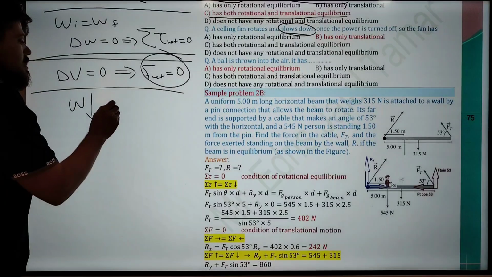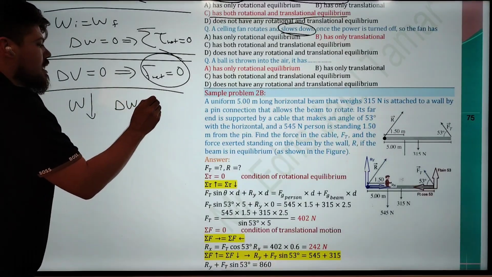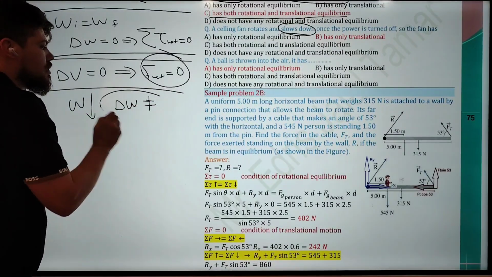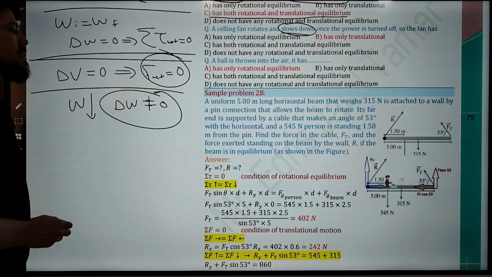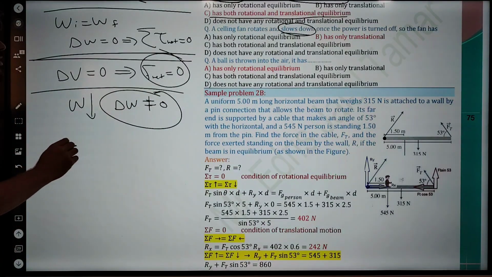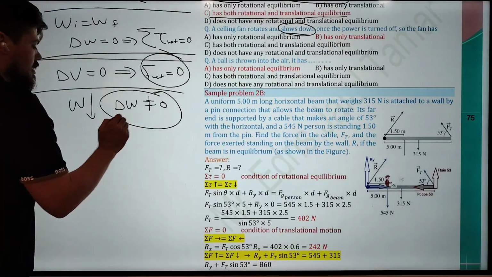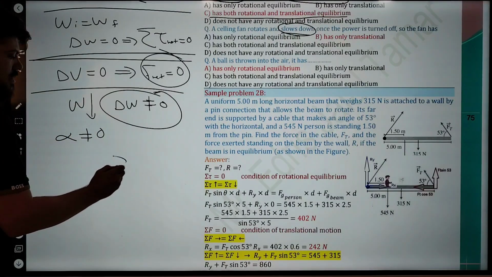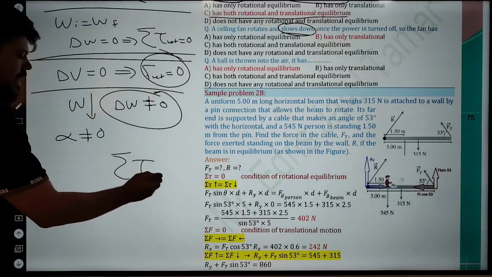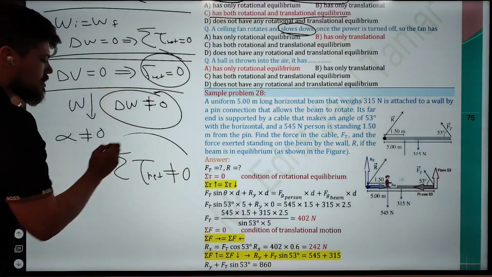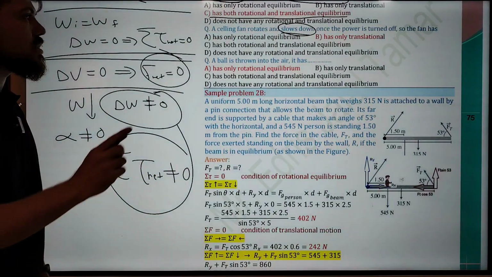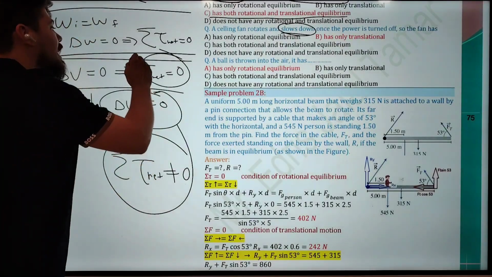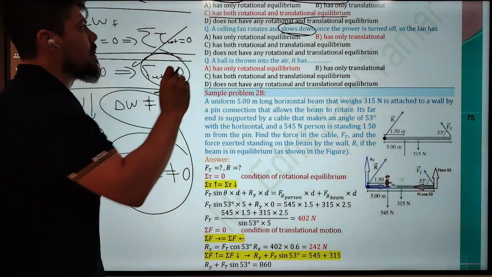When angular speed decreases, delta omega is not equal to 0. Change in angular speed is not equal to 0. When change in angular speed is not equal to 0, it means that the object has angular acceleration. Angular acceleration also is not equal to 0. So that is why net torque is not equal to 0 and the object has no rotational equilibrium. The object has only translational equilibrium.